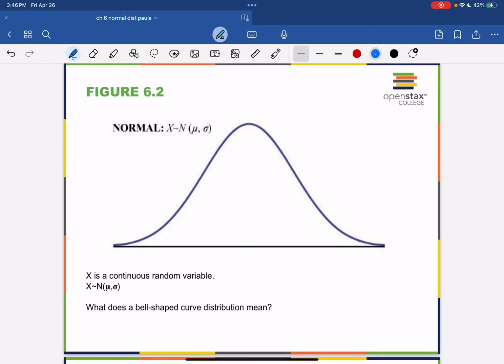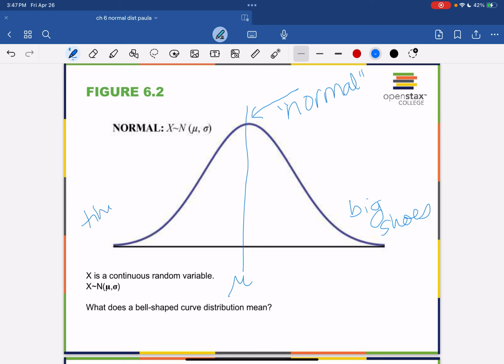And for a normal distribution, the middle is the mean or average, which we write as mu, and sigma is the standard deviation. So a normal distribution means that you have a lot of people close to the middle, lots of medium shoe sizes in the middle. So these are the normal people, quote unquote, and then you have big shoes over here, not very many really big shoes, and not really many tiny shoes over here.